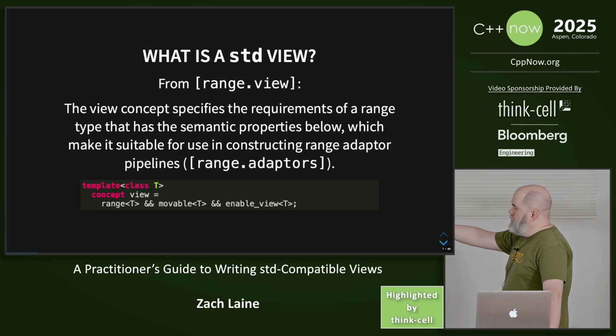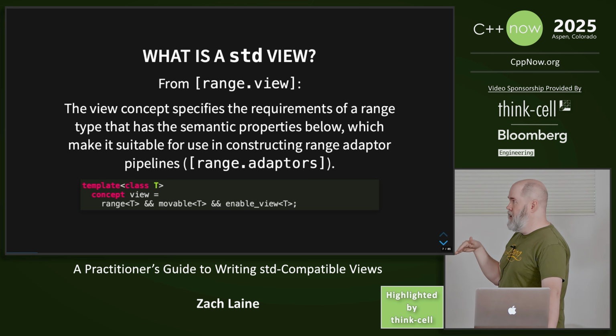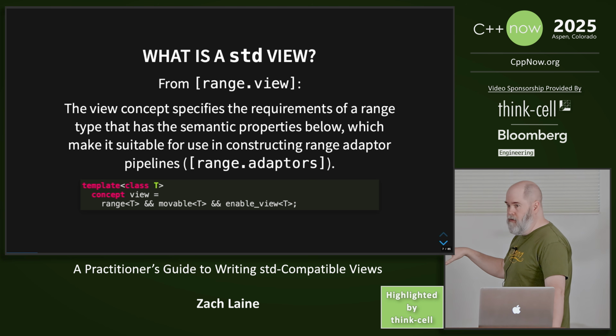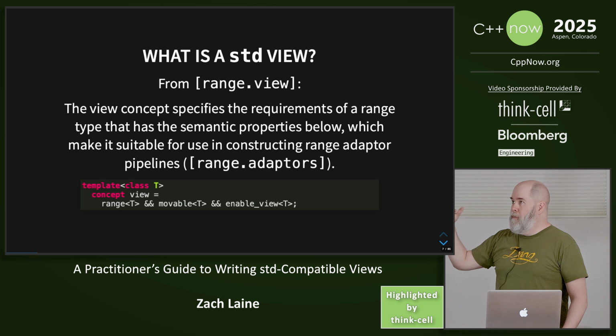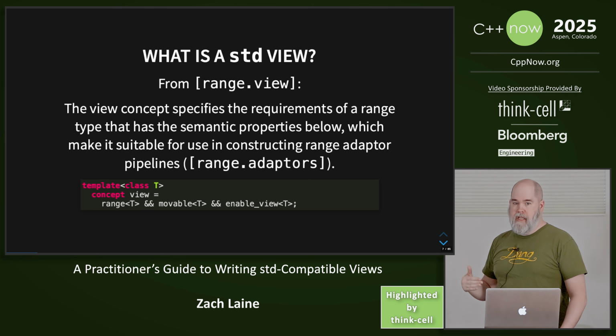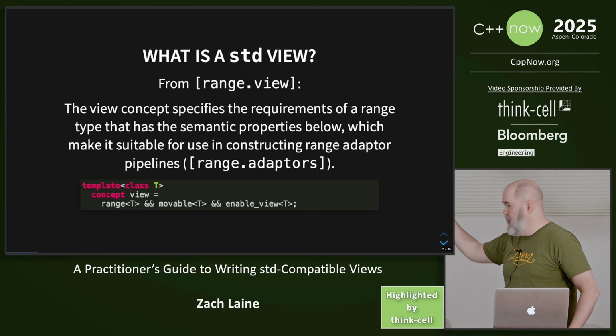And here's the actual view concept. A view is a range and is also movable. It's important to remember that moves are just an optimization of copies, so it is movable or copyable essentially. And then also enable_view is true. Now, if you derive from view interface, you get true from this. There's also a template variable you can specialize for your type that says, hey, I'm a view. So you have to specifically opt into being a view. The concept checks that would look at the elements of the API and different expressions in terms of your type can't tell from it that it's a view without enable_view returning true.